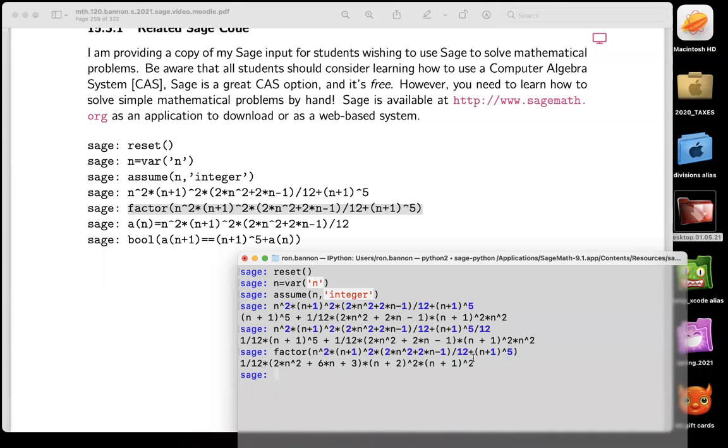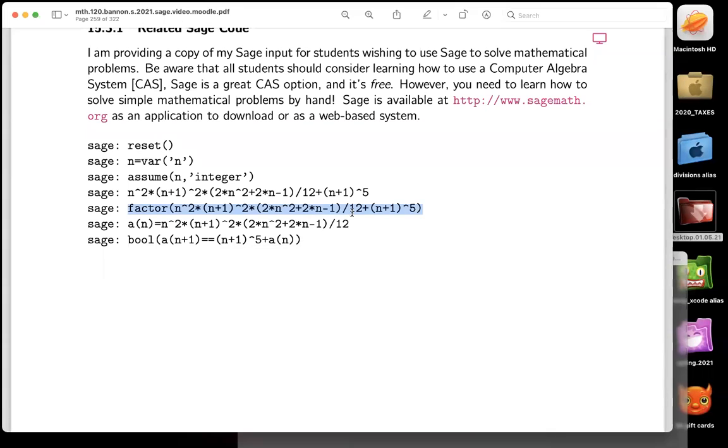Oh, by the way, that was already divided by 12. I'm sorry. Yeah. The second one is divided by 12. Yeah, I'm seeing that now. Oh, I'm sorry. You know what I did? I didn't read this. This is n squared, and then you got the n plus 1 to the 5th power. I'm adding on the next term.